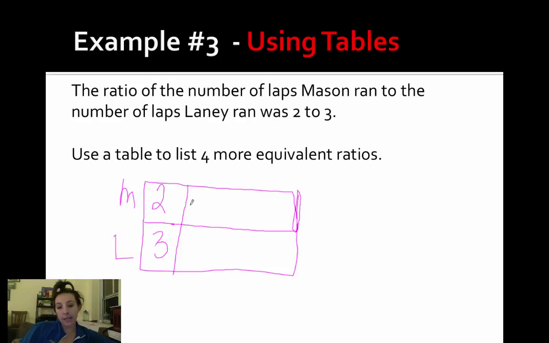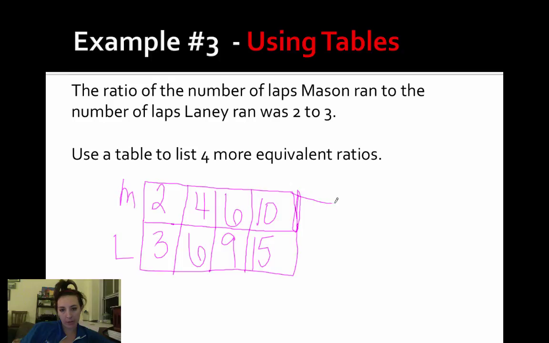All right, so let's say 2 times 2 is 4. So if Mason runs 4 laps, 3 times 2, 6. Laney runs 6 laps. If Mason runs, let's do 2 times 3, 6. So everything I'm doing up here, I'm just multiplying. 3 times 3 is 9. So if Mason runs 6 laps, Laney runs 9 laps. Okay. Let's do 2 times 5 this time. 2 times 5 is 10. If Mason runs 10 laps, 3 times 5 is 15.